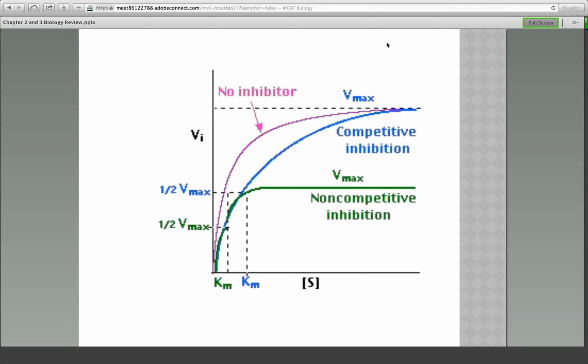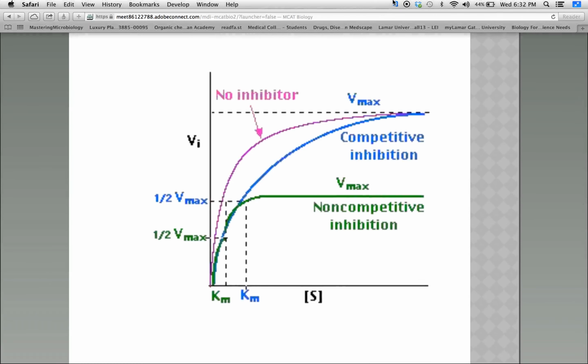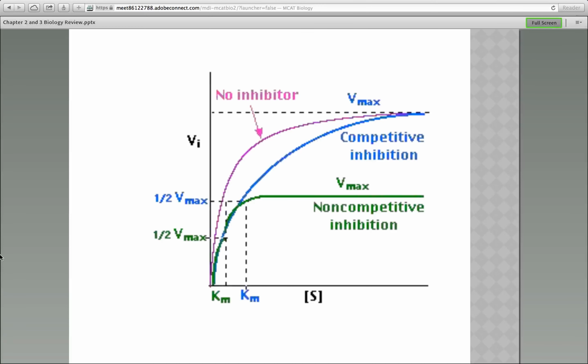Now, the second part to that is, in non-competitive inhibition, you have a substrate, and it still wants to bind to the active site. But now you also have a non-competitor that will bind to what we call an allosteric site, other than the active site. And when it does that, it changes the conformation of the active site. And when that happens, the original substrate has either true difficulty binding or has limited binding. We're not going to talk about the limited binding because you can still have some binding of substrate, but it's modified. They're not going to probably ask you about that on the MCAT.